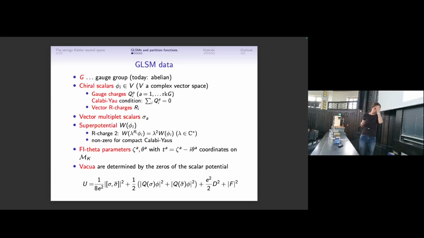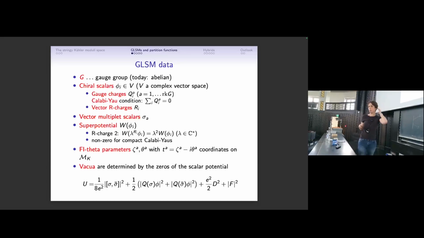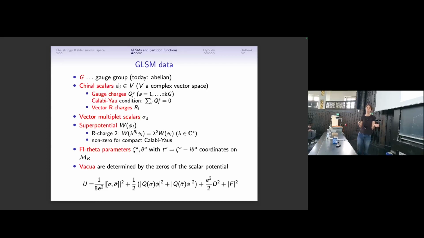Okay, and the first thing that one does in this context is we study the vacuum structure. So we have to find the zeros of the scalar potential of the theory. And this is what it looks like. I haven't written out the D-term and F-term equations completely. They come on the next slide. So basically, it has a complicated vacuum structure. There can be Higgs branches that are dominated by the chiral scalars, and there can be Coulomb branches dominated by the sigma fields, and all kinds of mixed branches. So finding the vacuum of a general GLSM is a non-trivial task.